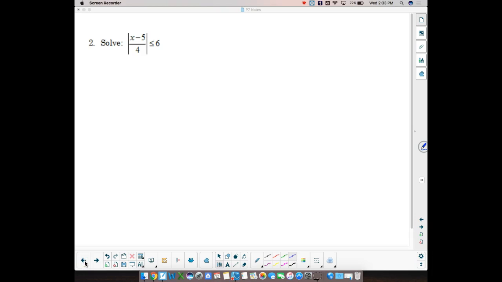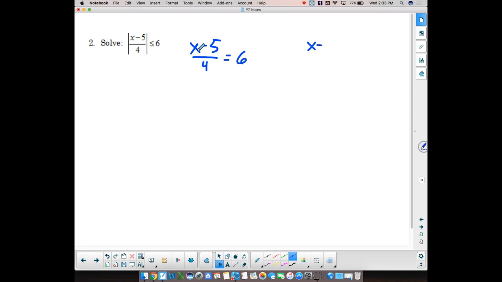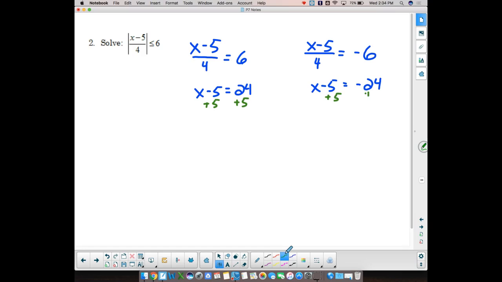Algebraic-wise, on this one, I would go x minus 5 divided by 4 equals 6, and I would go x minus 5 divided by 4 equals negative 6. Okay, multiply both sides by 4. x minus 5 equals 24. x minus 5 equals negative 24. Add 5. And that gives me x here equals 29, and x here equals negative 19.